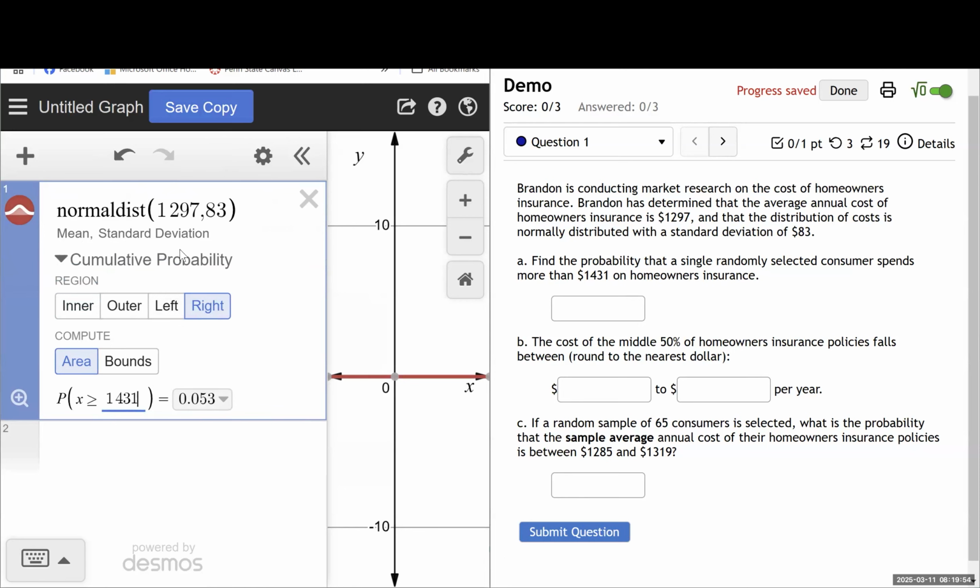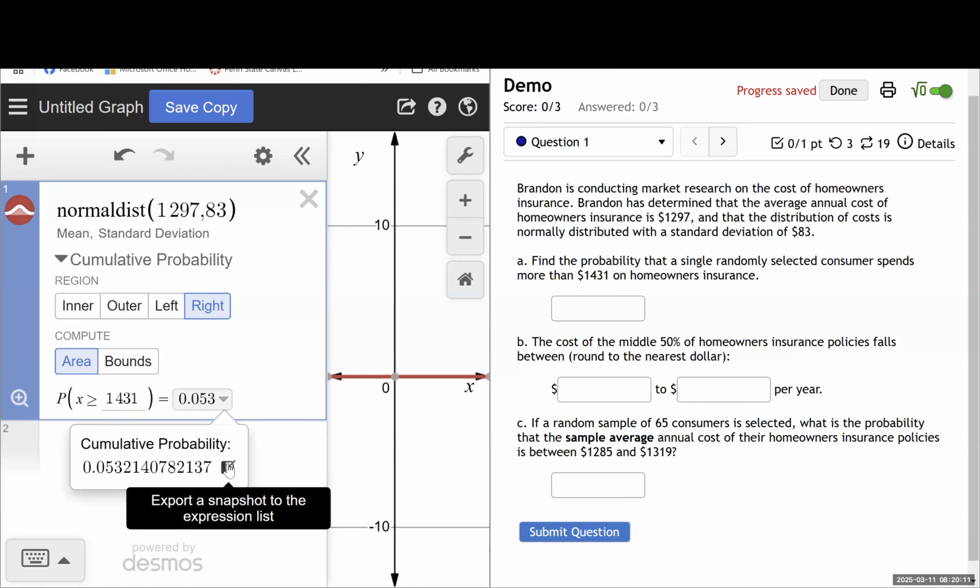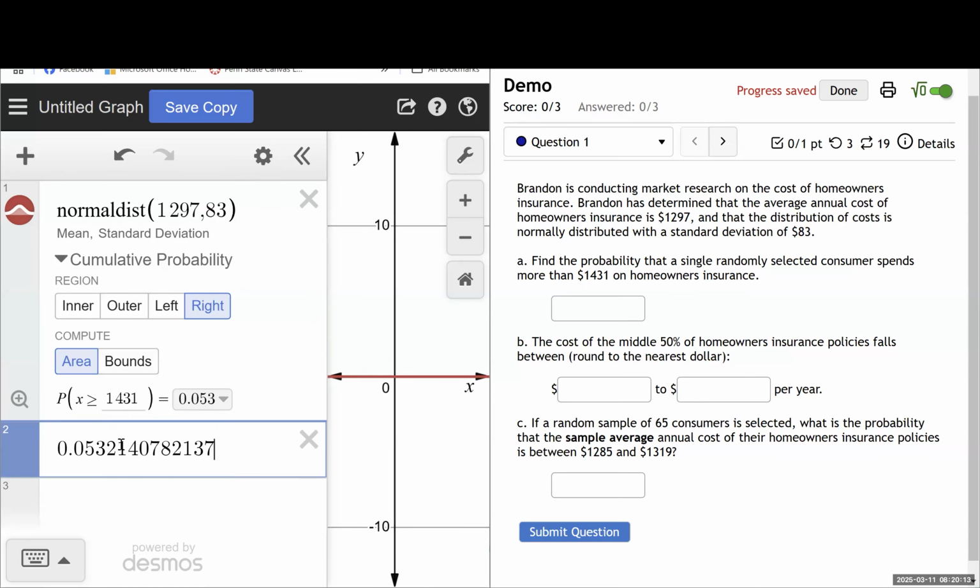So we'll put in the value that is the lower bound of the area, 1431, having defined my X distribution, and we get 0.053. I want to give 4 decimal places though, so I'm going to pop that down. If it's helpful, I can click here to just drop this into a separate line, and then I can see all the decimal places that I need to put in my answer to 4 decimal places.